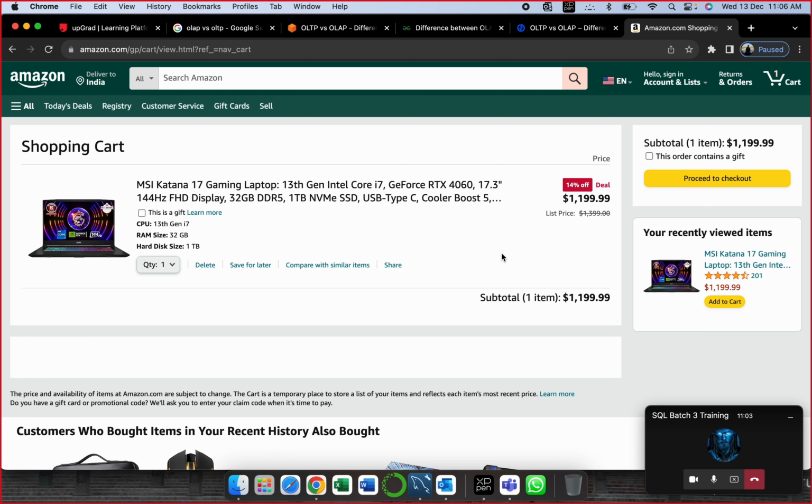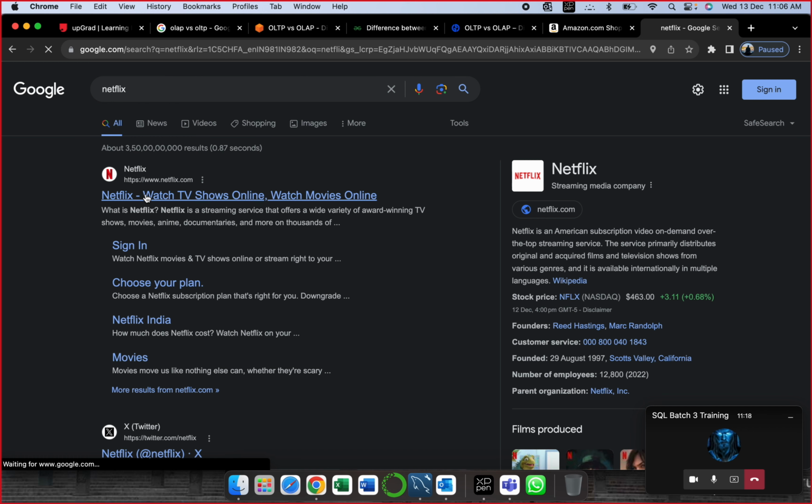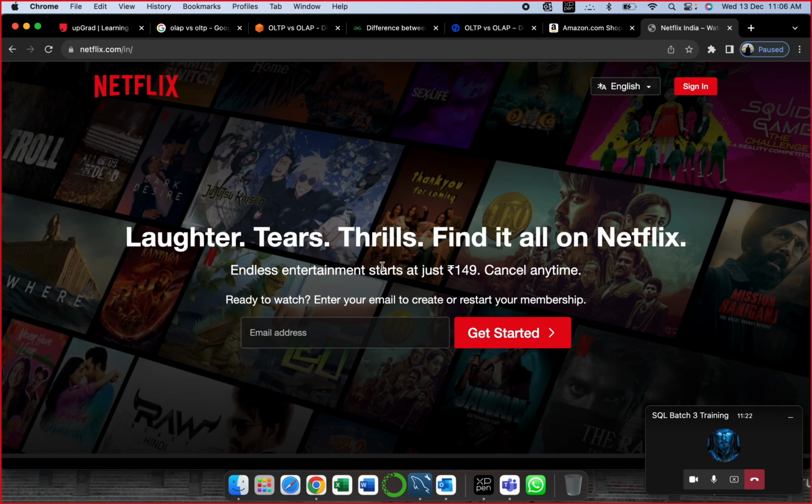Now, every OLTP system is generally a user interface based system. There is a platform, there is an application, there is a website on which you would be accessing things, on which you would be performing certain tasks. Whenever you make a UPI transaction, you have an online processing system. When you use PhonePe, Google Pay, etc., there is a user interface for you where you perform the transaction.